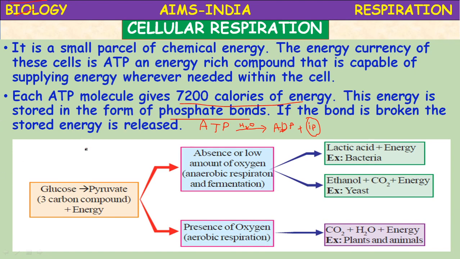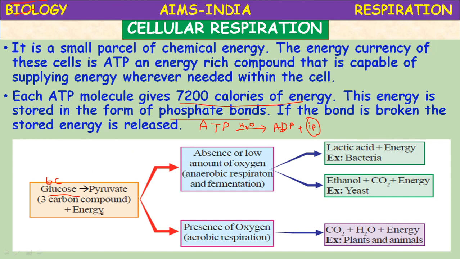Glucose is converted into pyruvate or pyruvic acid. Glucose, C6H12O6, is a 6 carbon compound. It is converted to pyruvic acid, a 3 carbon compound. During this process, a small amount of energy is produced. 4 ATPs are produced and 2 are utilized in the reaction, so the net gain is 2 ATPs. This process is called glycolysis, the breaking of glucose into two molecules of pyruvic acid.